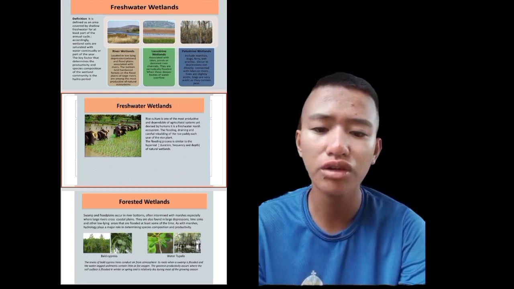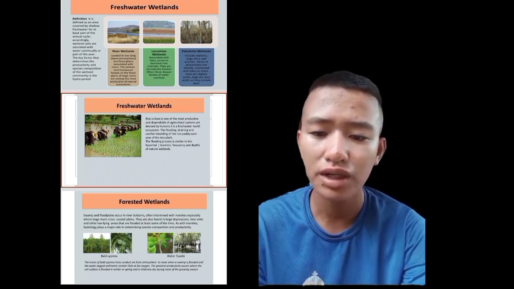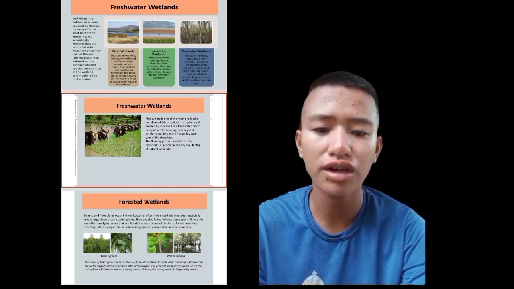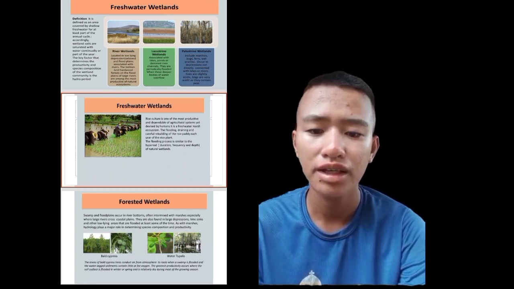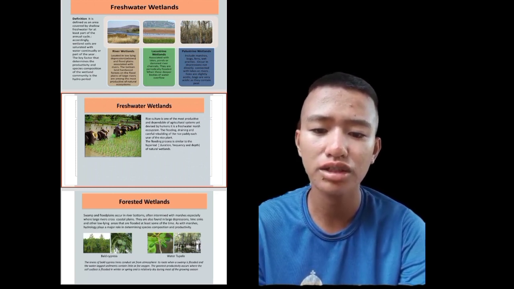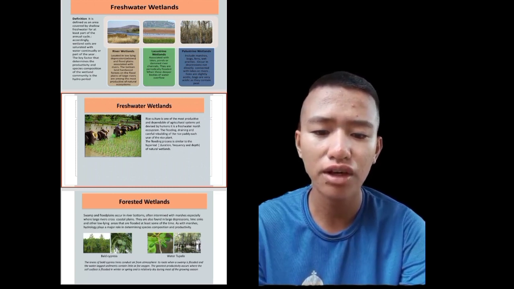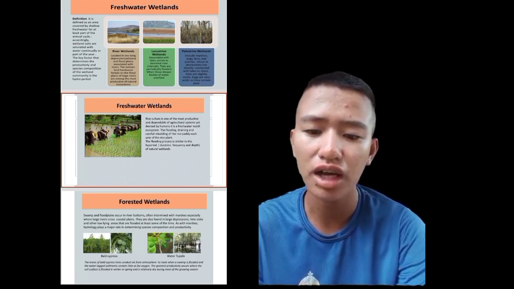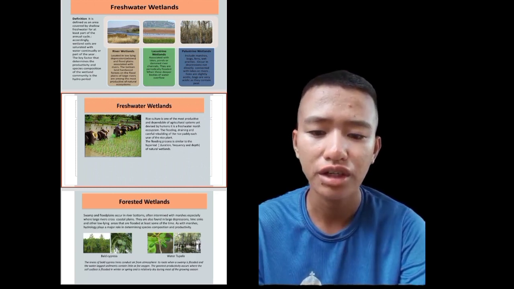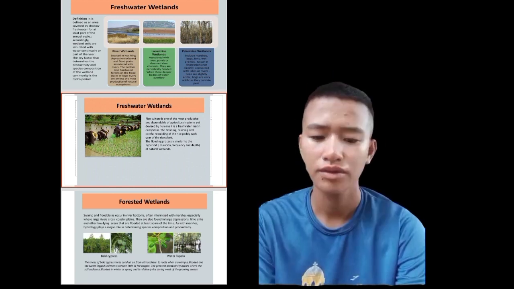Rice culture is one of the most productive and dependable of agricultural systems yet devised by humans. It is a freshwater marsh ecosystem. The flooding, draining, and careful rebuilding of the rice paddy each year suit the rice plant. The flooding process is similar to the high period, duration, frequency, and depth of natural wetlands.